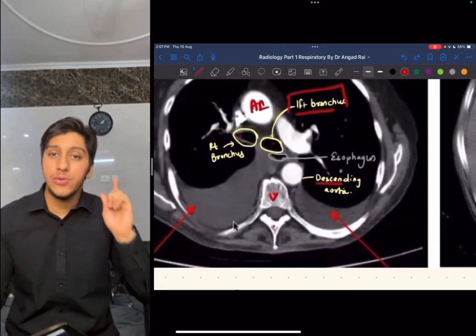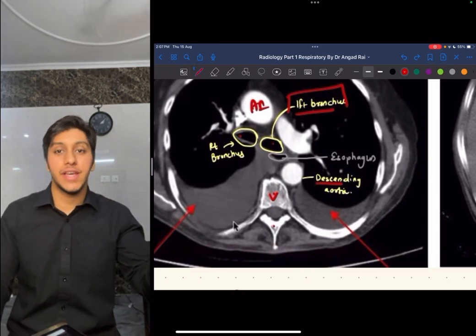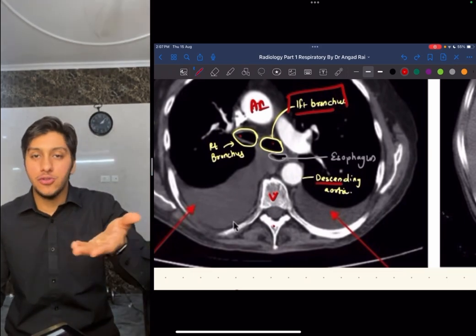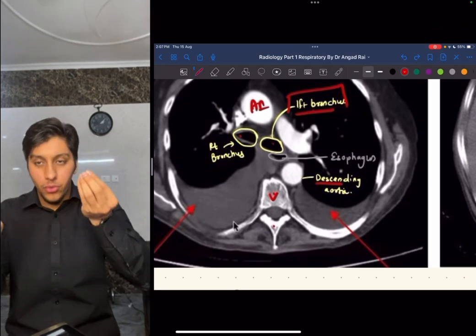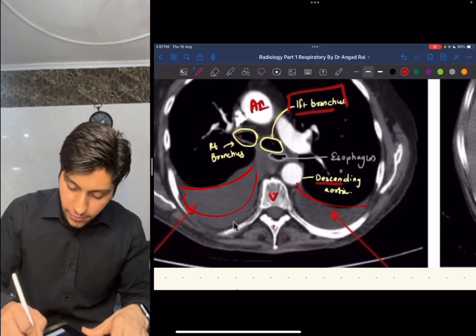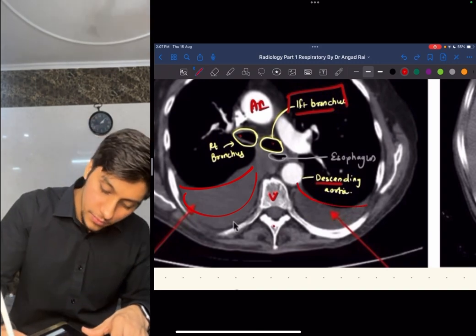Remember, always with respect to CT and X-ray, whatever you're seeing on your left is actually the right side. So over here you can see, because the patient is in a supine position, because of gravity, fluid falls below, and due to which you can see fluid collection over here. Okay.